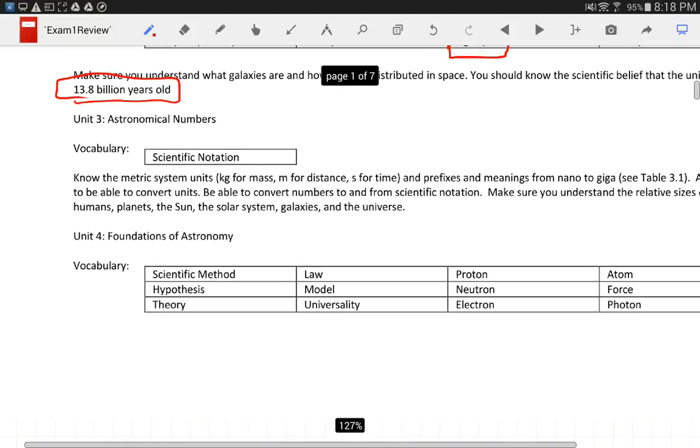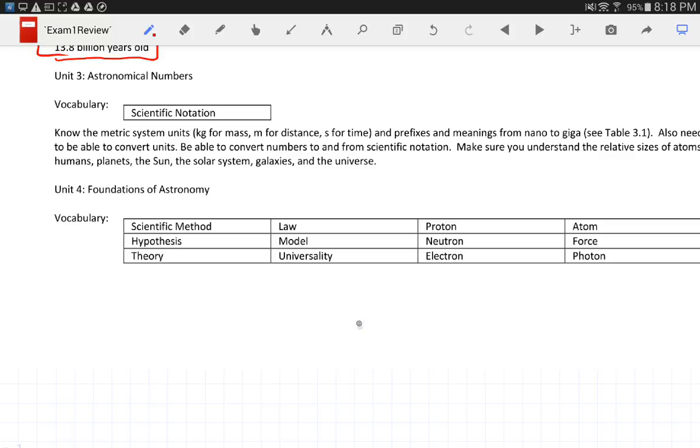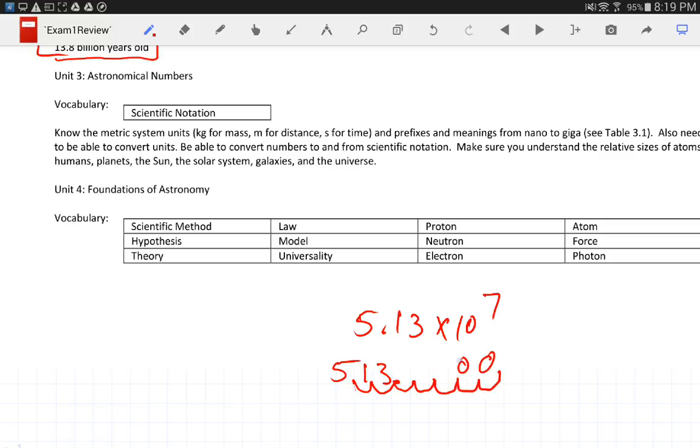Scientific notation: you should be able to convert numbers back and forth between scientific notation and regular notation. So remember things like 5.13 times 10 to the 7. 10 to the 7 means a 1 followed by 7 zeros. So you accomplish that by just writing, move this over 7 times: 2, 3, 4, 5, 6, 7. Fill in my zeros. Well, you don't have to write it that way, but that's how you convert it.